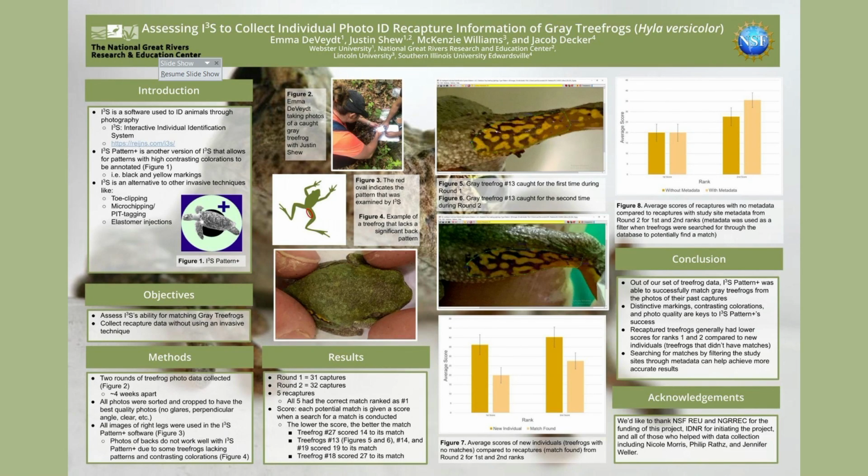So you would have to do this whole photo matching process on both ends, the first time you went out and the second time, to determine if it was a recapture. How long did it take to put the photos into the software and get the results of whether there was a match? I did time it. Once you have all the photos organized and cropped, it takes about 6 hours to annotate about 63 frogs, to annotate and see if they have a match or not.